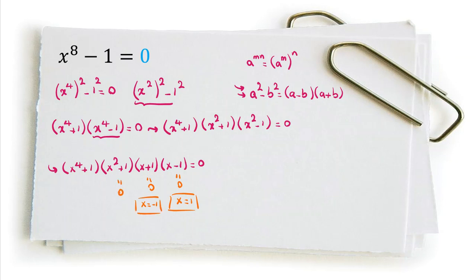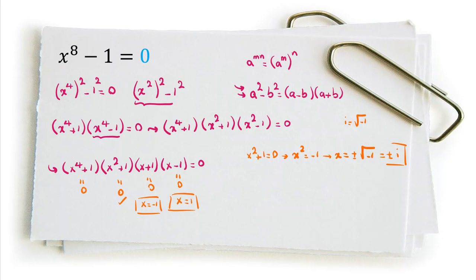If this one is 0, let's analyze it. x squared plus 1 is 0. x squared is negative 1. So x is plus minus square root of negative 1. In complex numbers, we define i equal to root negative 1, so it will be plus minus i. So two other answers, we check.